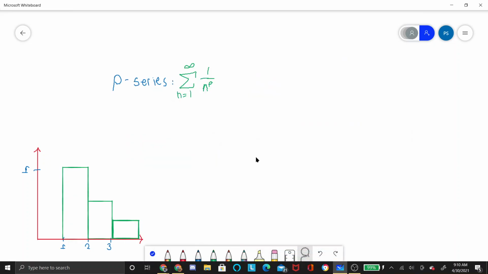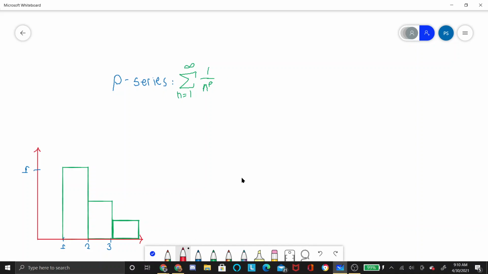Hi, my name is Parth Sharma, and today we're going to be talking about the P-series: on what intervals does it converge, how to prove that, and how it's useful. So our general form of the P-series right here is the sum from n equals 1 to infinity of 1 over n to the p. The reason this is difficult is because we have that p variable, and that could be any number, and we have to figure out for which numbers it is convergent.